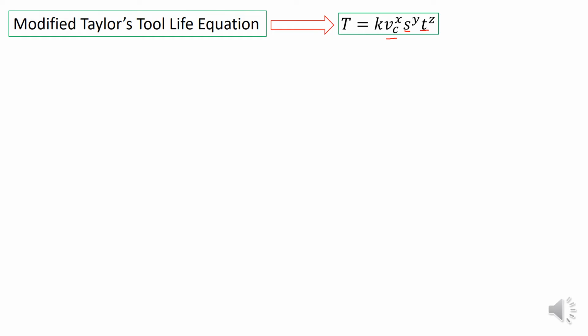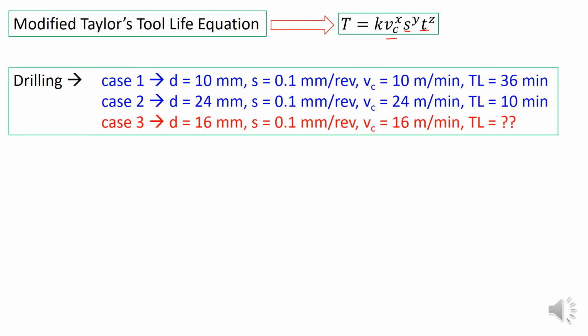So, this takes a form like tool life equal to k into Vc to the power x, s to the power y, t to the power z. Now, let us see how the problem has been set up. It is a case of drilling. This is not a turning. The previous problem was on turning.